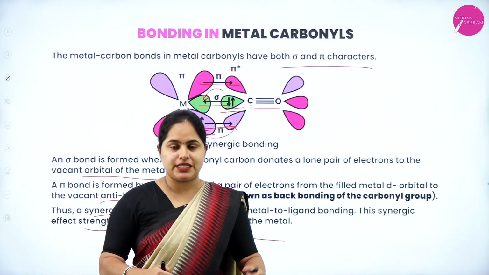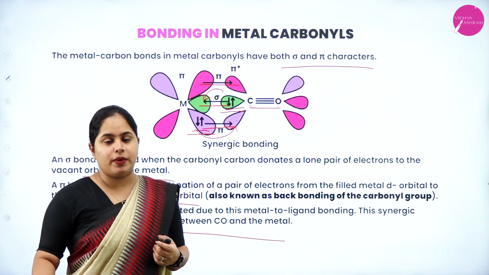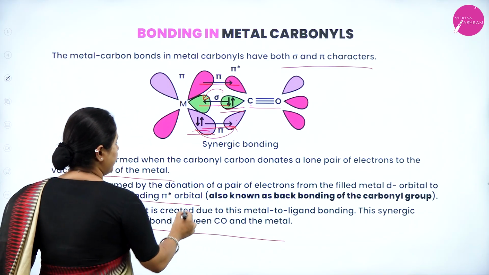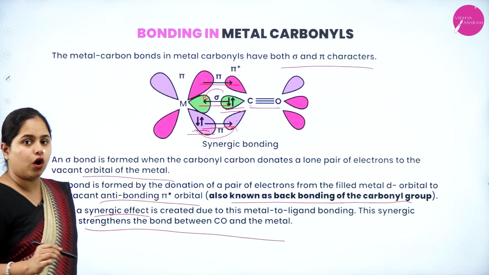But in metal carbonyls, the ligand is donating electrons to the metal, as well as the metal is donating electrons to the ligand. So that is called back bonding of the carbonyl compound. That is very important. It is called back bonding.